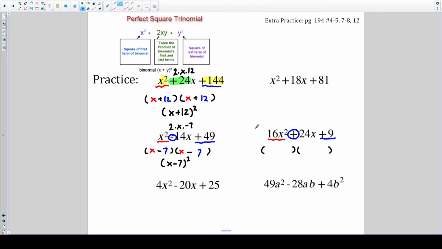The square root of 16x squared is just 4x. So let's go ahead and pop the 4x in there. The square root of 9 is 3. And because we have the positive 24x here, we know that our sign in the middle has to be positive for both of these. We can verify that this is a perfect square trinomial by going 2 times the square root of our first term, so 2 times 4x, times the square root of our last term, which is positive 3. So 2 times 4x times 3 does in fact give us positive 24x, so we know that this is going to be a perfect square trinomial, and we get 4x plus 3 squared.